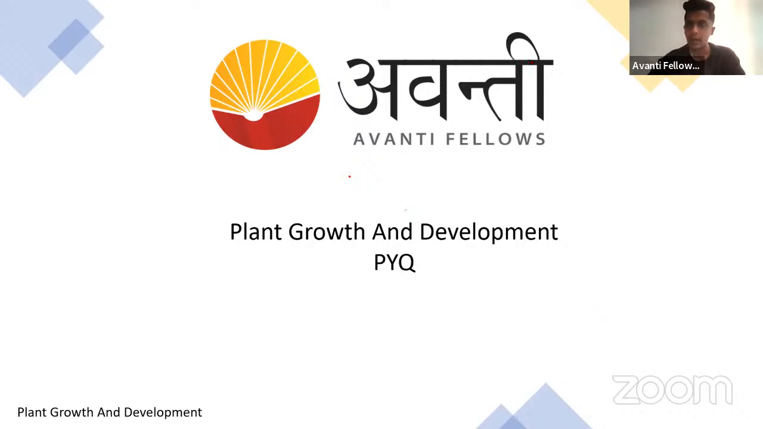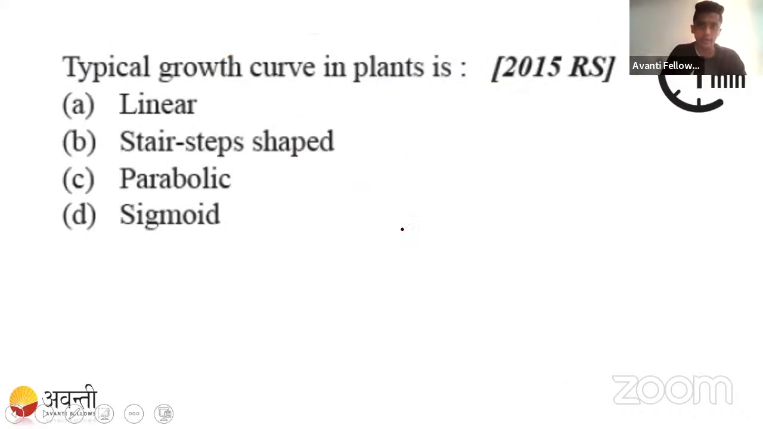Okay. So in this session we'll be solving up to 15 questions from your lesson, plant growth and development, and let's see which are very primary and very important for your competitive examinations. Here we have our first question. Typical growth curve in plant is, so we have four options here.